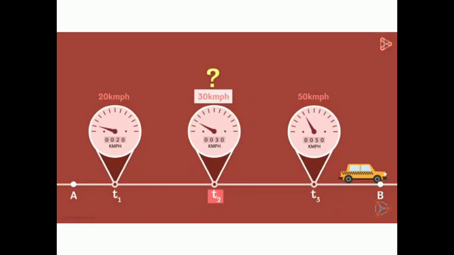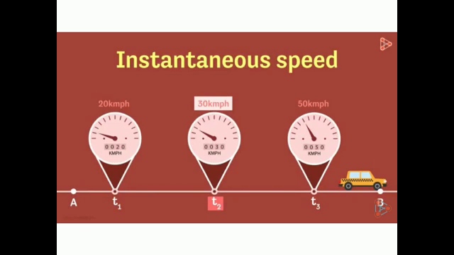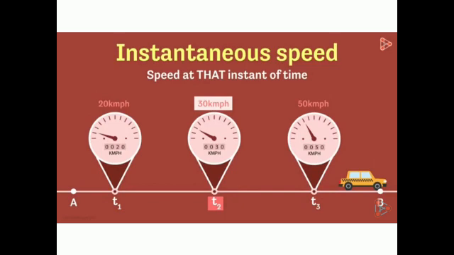Now what does it mean? It tells us that measuring the speed of that specific car at a specific point is known as instantaneous speed, which is a type of speed. It can be defined as the speed of a car at that instant of time, at a specific point, and is known as instantaneous speed.